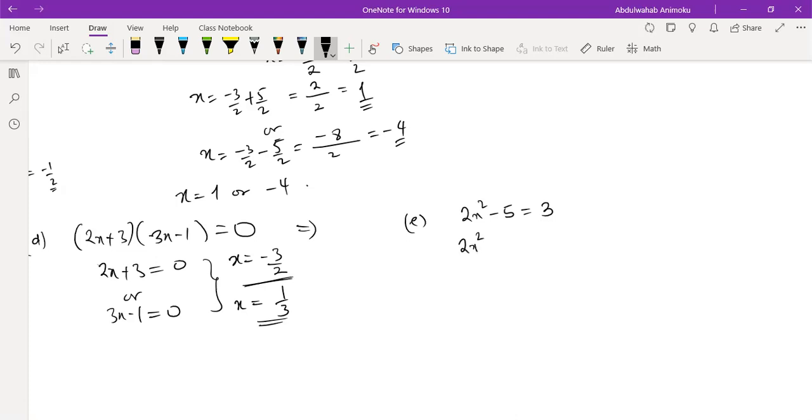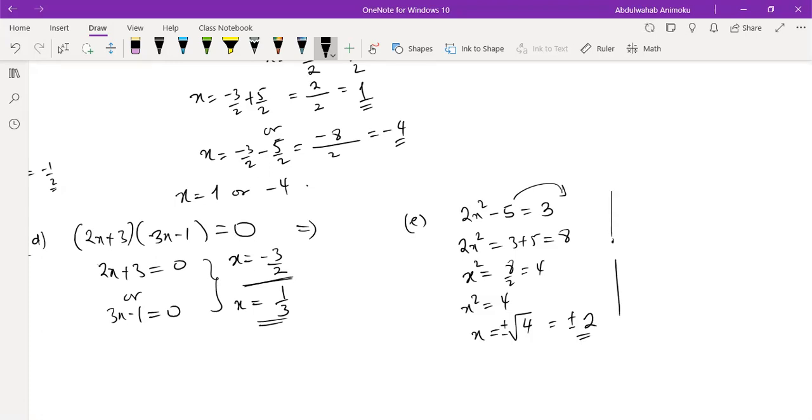The first one is you take 5 to this side, and you have 3 plus 5, which is 8, and divide both sides by 2, and this x squared becomes 8 over 2, which is 4. So you have x squared equal to 4. Then take the square root of both sides. Don't forget your plus or minus 2. Right? This is one way to solve it.